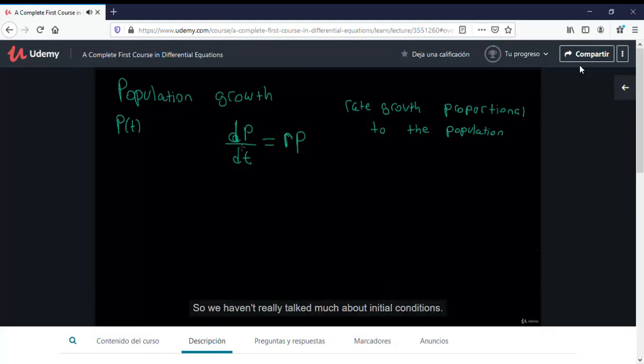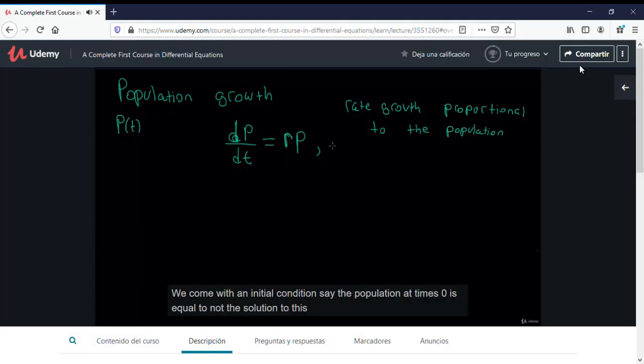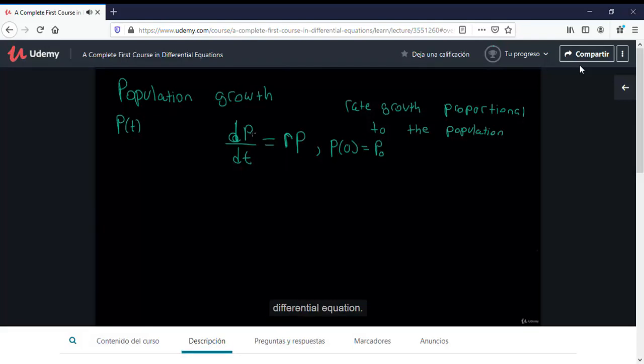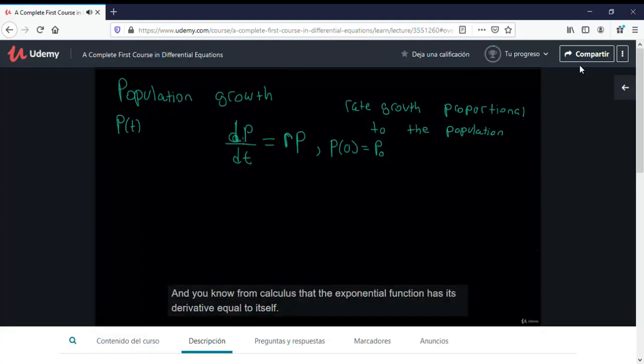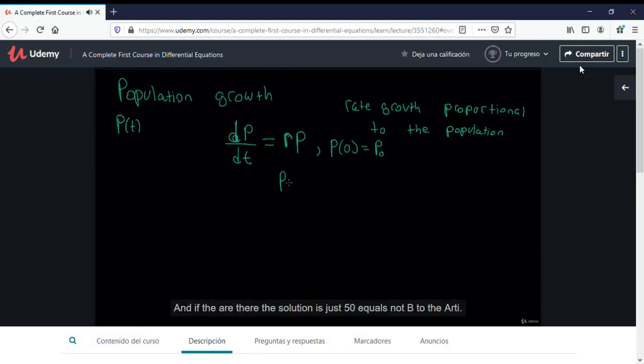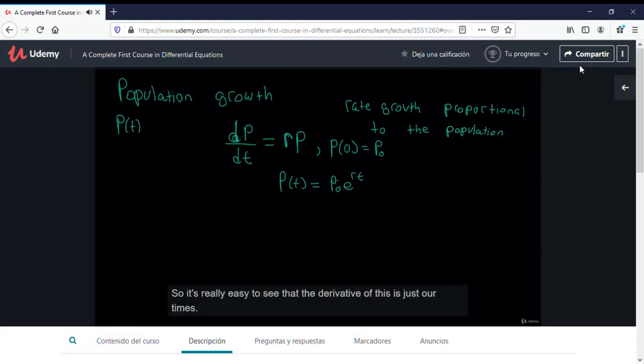Also, we haven't really talked much about initial conditions, but this could come with an initial condition, say the population at time 0 is equal to P naught. The solution to this differential equation is just saying that the derivative of P is equal, if that r wasn't there, it says the derivative of P is equal to itself. And you know from calculus that the exponential function has its derivative equal to itself. And if the r is there, the solution is just P of t equals P naught e to the rt. So it's really easy to see that the derivative of this is just r times P.